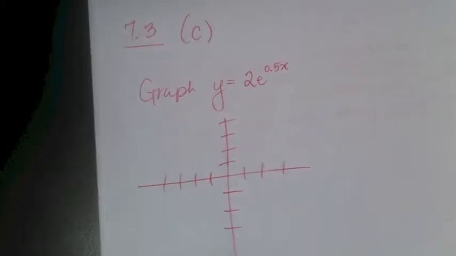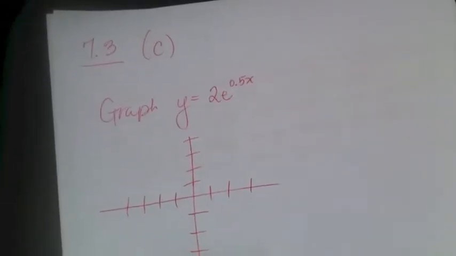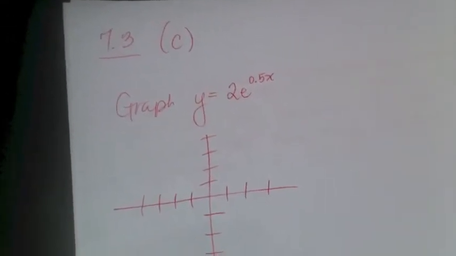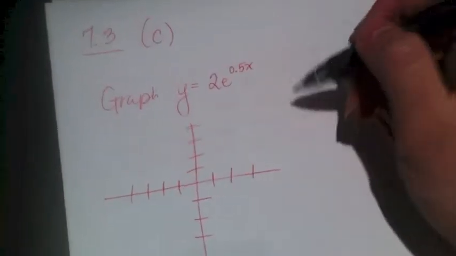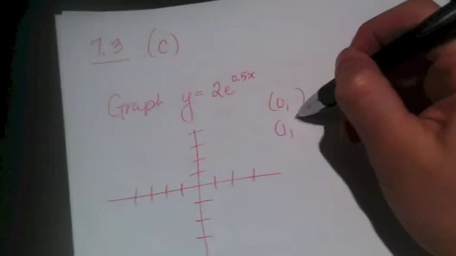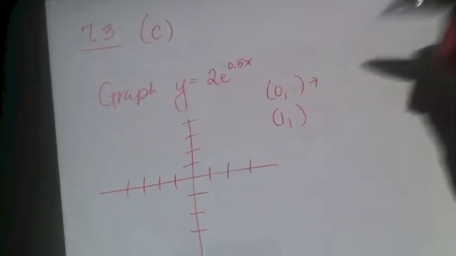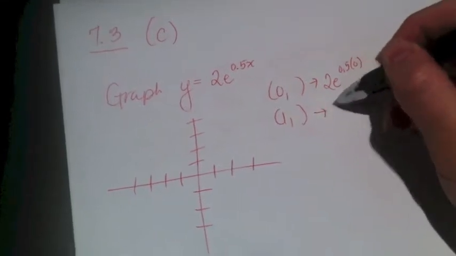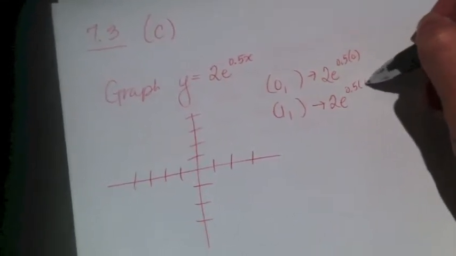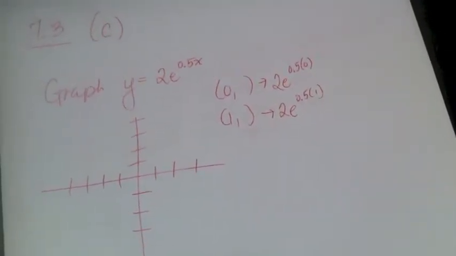So 7.3, this is a natural base exponential function, but we're going to treat it the same way as the others. So I have 2e to the 0.5 times 0, or 2e to the 0.5 times 1. So I'm just plugging the x's in.